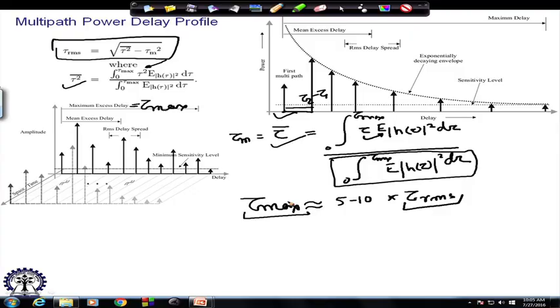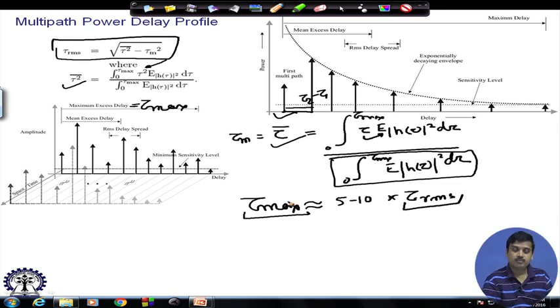And of course, this is specific to the propagation environment. Some propagation environments may have excess delay of around 5 times the RMS delay spread, sometimes it is 10 times the RMS delay spread. There are many more details to it, which are not very relevant for us in this particular subject, but it is very important in general for wireless communications, where I would just briefly touch upon that, and you can find out more information.